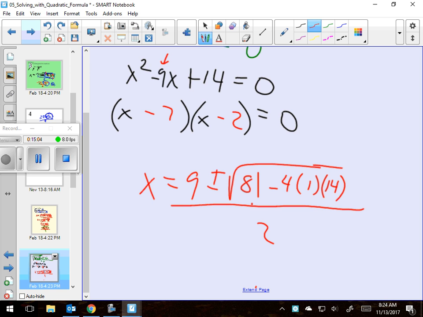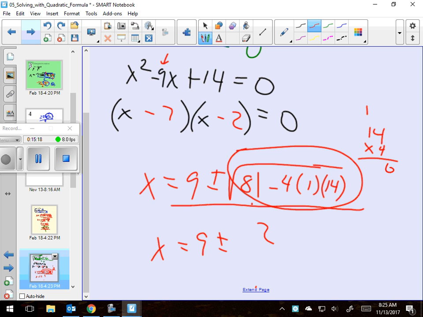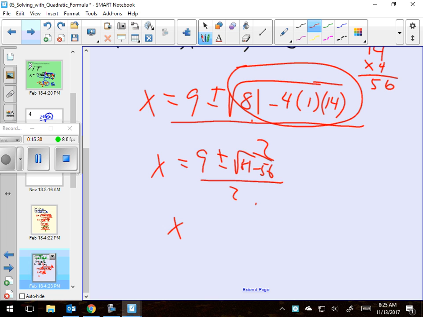And then I bet you this is going to work out nice. And it does. Square root of, okay, 81 minus 4 times 14. That's kind of a pain. 81 minus 56. What am I supposed to do with that? Oh, it's 25. I knew it was going to come out nice.